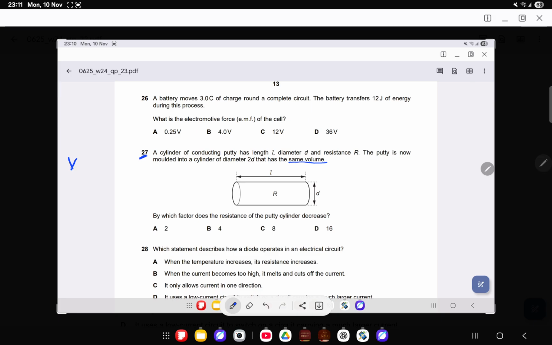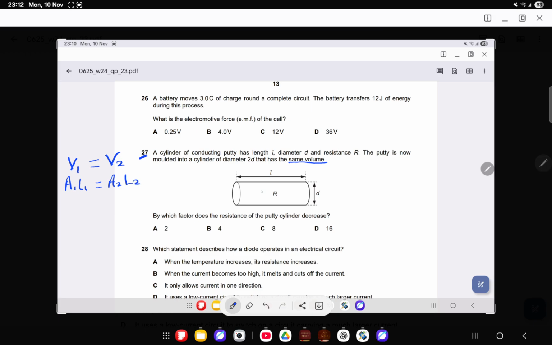volume before it was molded is equal to the volume after it was molded. So I can say V1 is equal to V2, which I can further break down to say that my area 1 length 1 is equal to area 2 length 2.